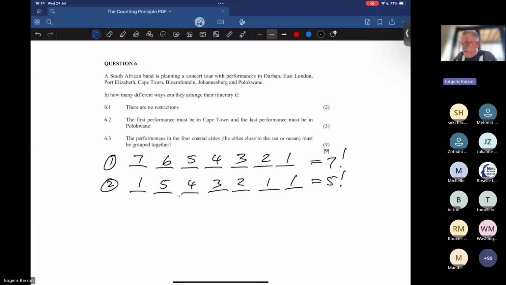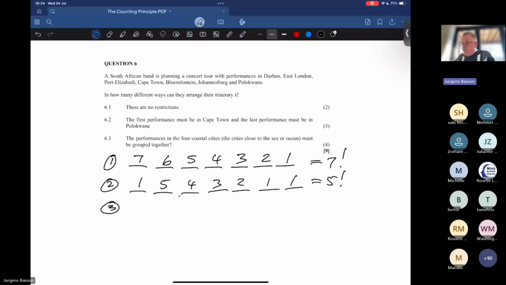When we do the third one, they say the performances in the 4 coastal cities must be grouped together. The 4 coastal cities. Remember, there are 7 cities here. So when I look at my 4 coastal cities and my 3 non-coastal, it's only one group. They didn't say coastal together and inland together. They said coastal together, one group, 4 factorial. Count as 1. Bring the other 3 cities, 4 factorial.